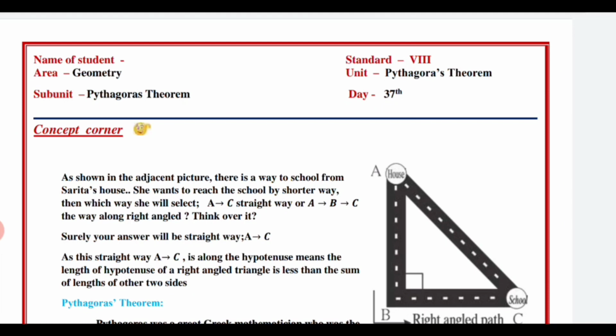As shown in the adjacent picture, there is a way to school from Sarita's house and she wants to reach the school by the shorter way. So which way will she select? Is it A to C, or A to B and then B to C? Surely your answer will be A to C, correct?